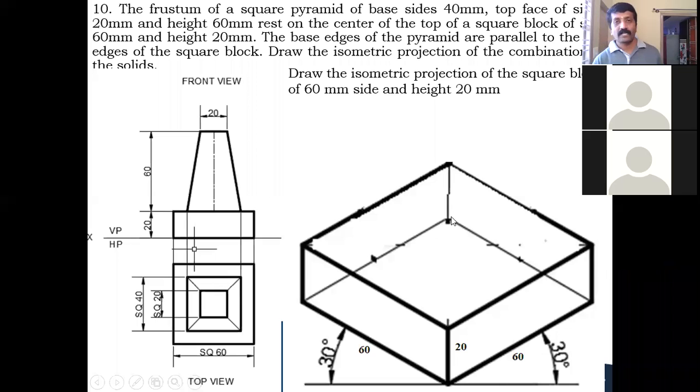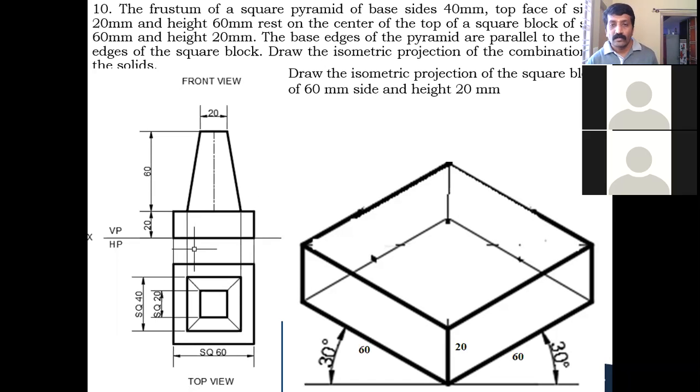So after construction of the base, what is the height of the square block? It is given as 20 millimeter. From all the 4 points, 1, 2, 3, 4, of your square block, you draw a vertical line like this, such that this vertical line should be equal to isometric 20. That is the height of your square block.